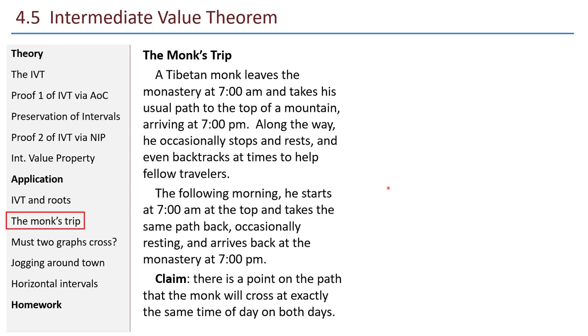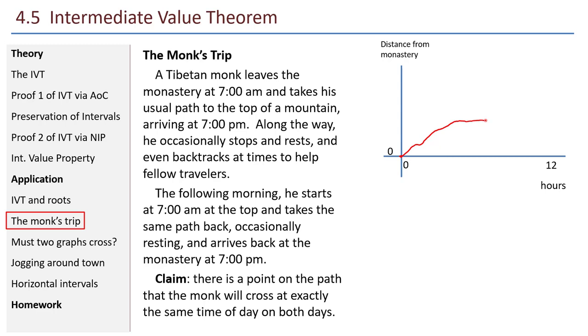Again, pause the video, see if you can reason out why this is so, and then start when you're ready. Here's how I approach it. Let's make a graph, and we'll graph the distance from the monastery. He starts at the monastery and goes to the mountain. The distance from the monastery as a function of time. So he starts at the monastery, travels, he's going up the mountain. He might rest for a little while, which is indicated by a flat section. He might backtrack for a while, he goes down, but eventually he makes his way, after 12 hours, to the top of the mountain. So we'll say capital M, that's the total distance it takes for him to get to the mountain from the monastery.